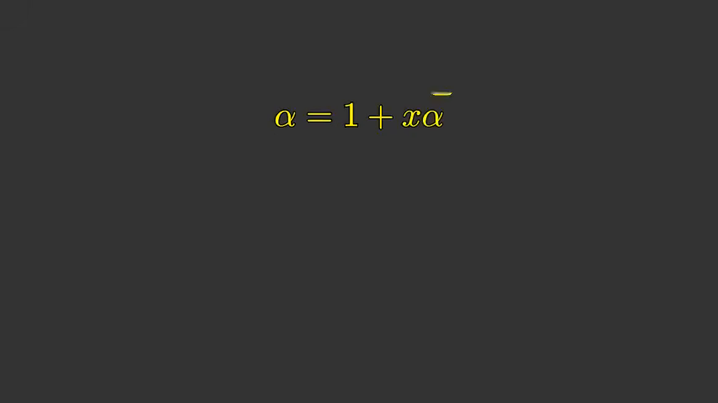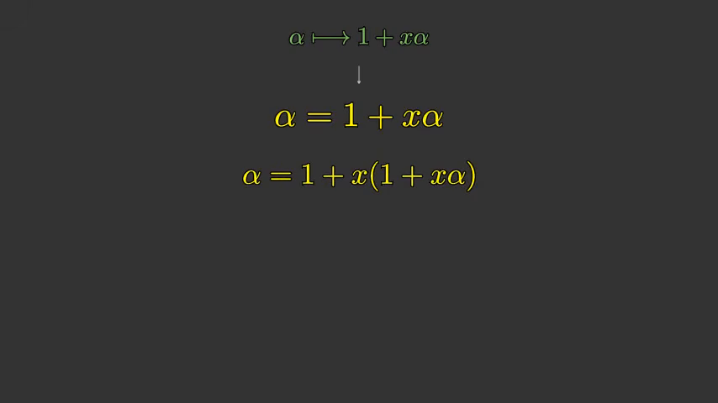We ended with a strange equation. Alpha equals 1 plus x times alpha. The same quantity, alpha, appears again on the right. That is the important clue. If alpha equals 1 plus x alpha, then the alpha on the right can be replaced by the same expression. So alpha becomes 1 plus x times 1 plus x alpha.